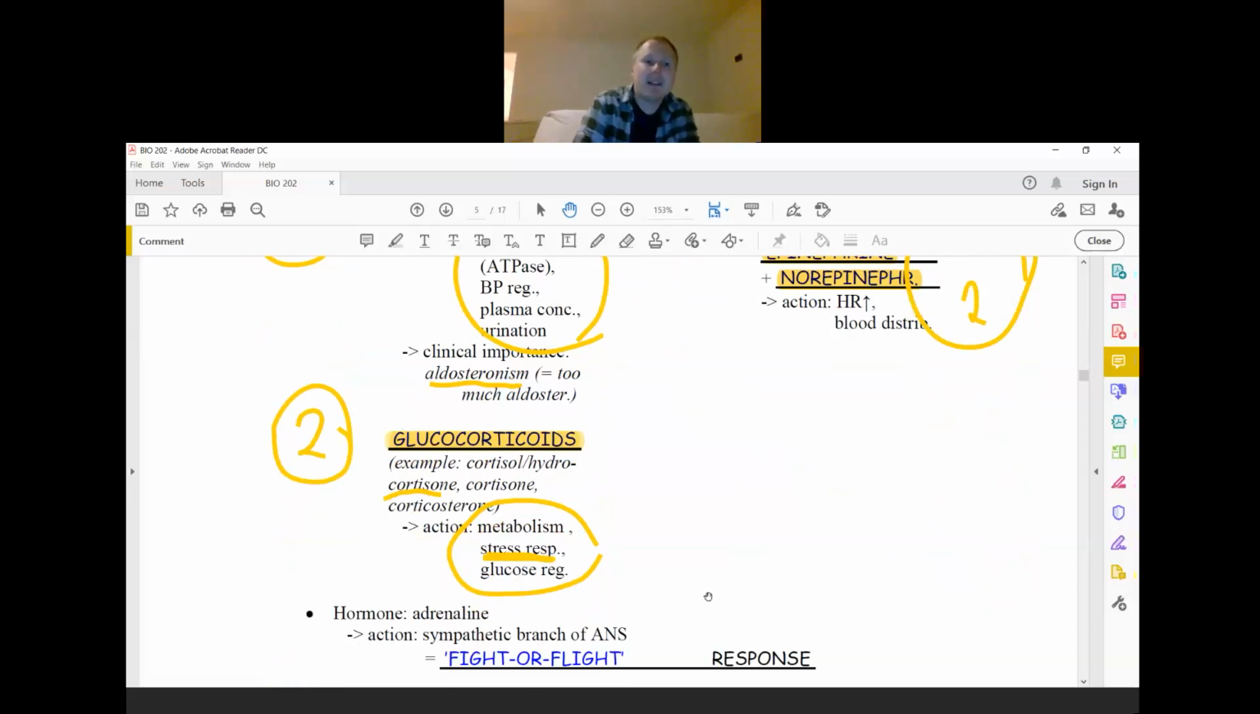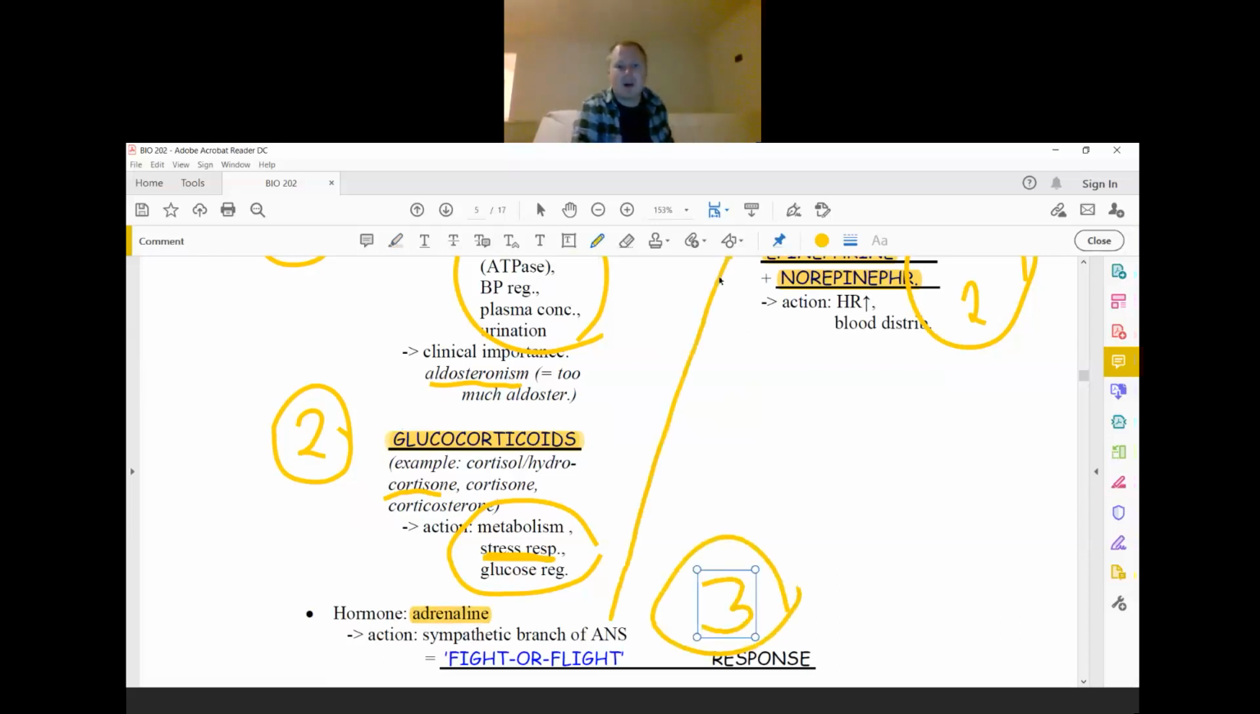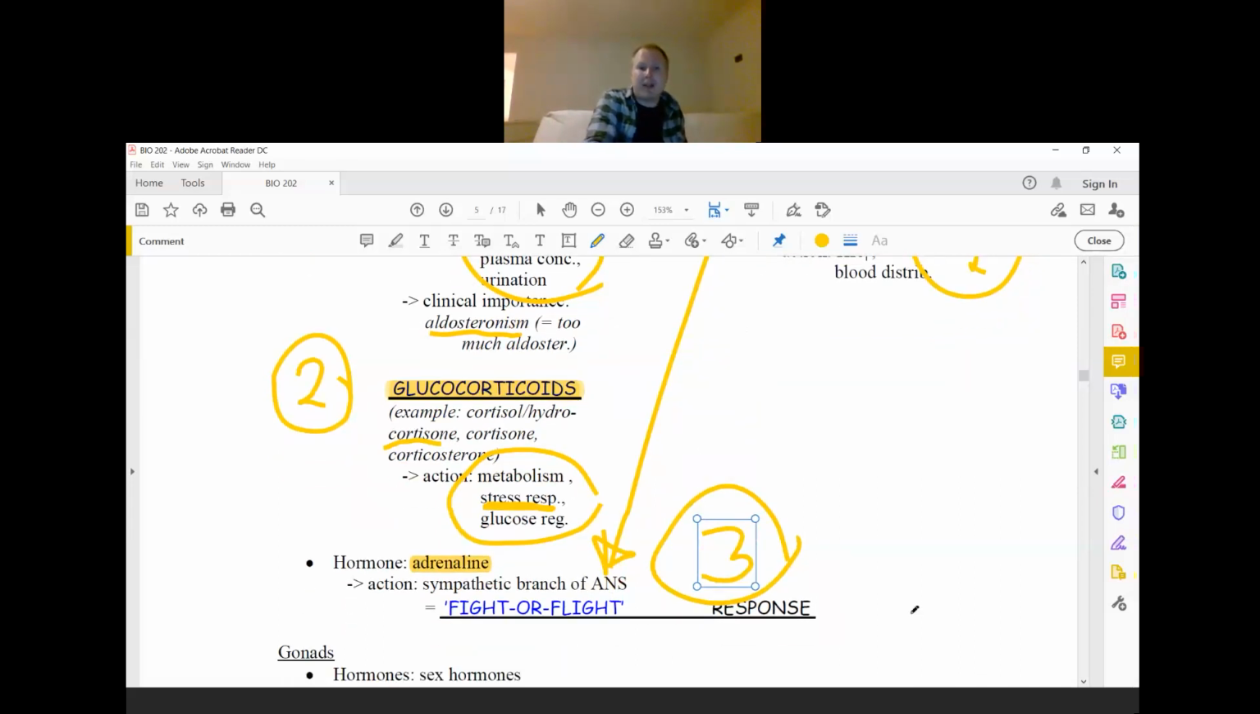So this next point that I've listed here as the hormone, adrenaline, relates to what we were discussing just up there. So I'm going to add that as the third hormone relating to what we were discussing there. Just reminding you of that sympathetic branch of the autonomic nervous system.